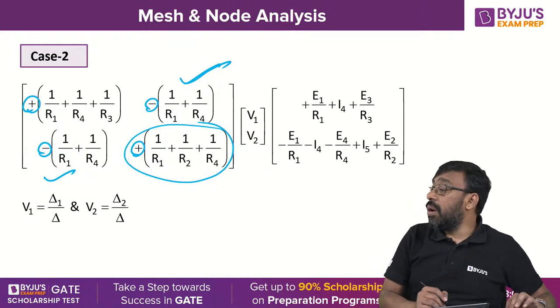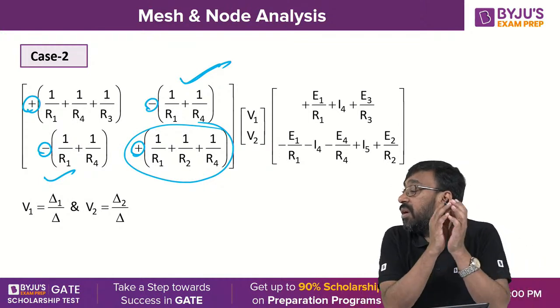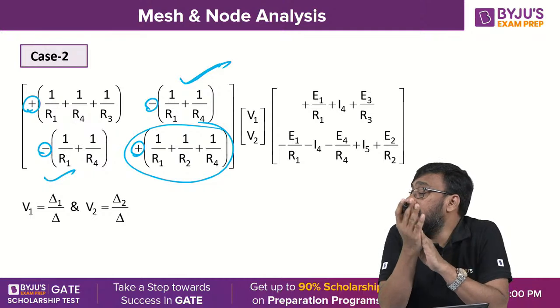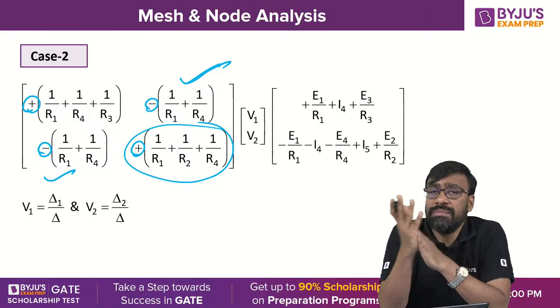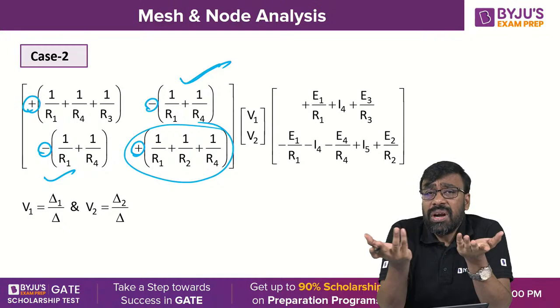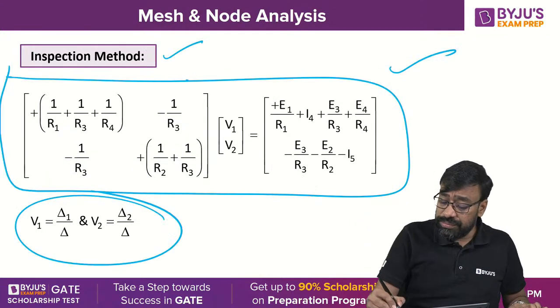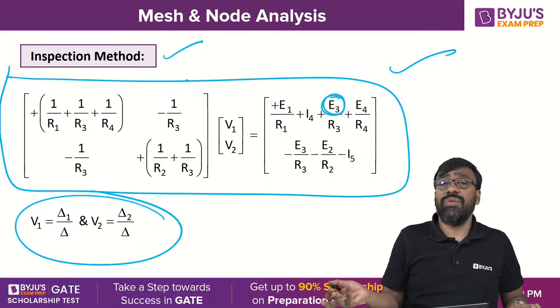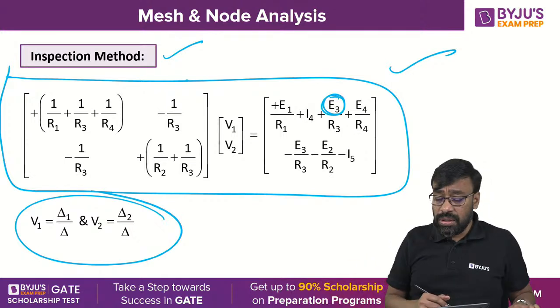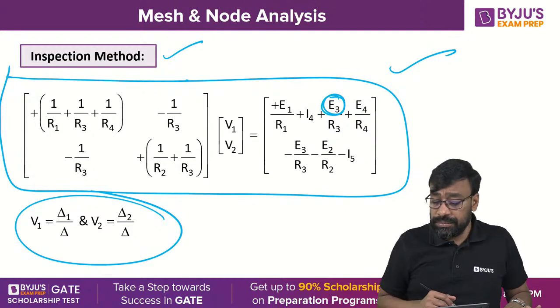Chandu is asking one doubt: sir, if between V1, V2, E3 is not available, then what should we do? No problem. If E3 is not there, then this right side quantity won't appear. The E3 is 0. Okay? No worry about that. Right?